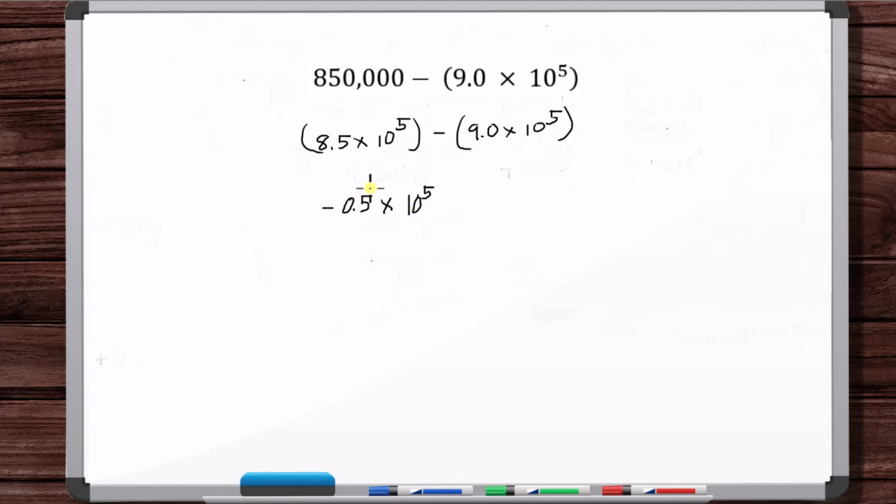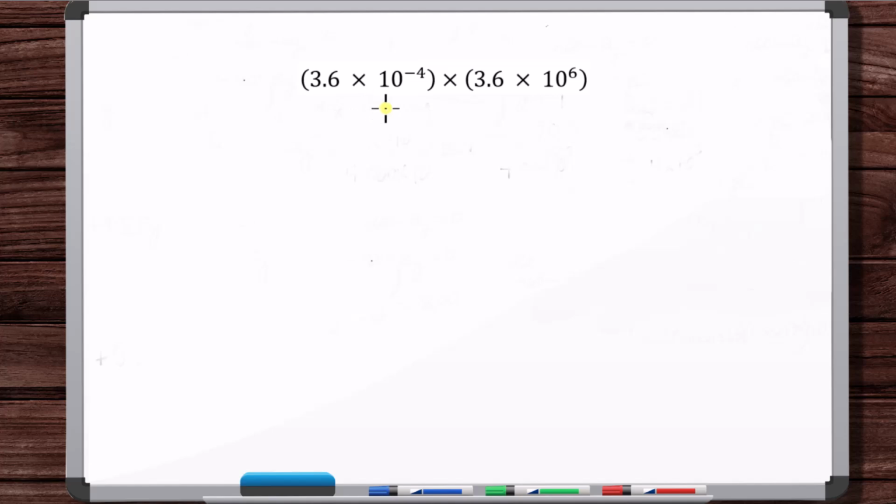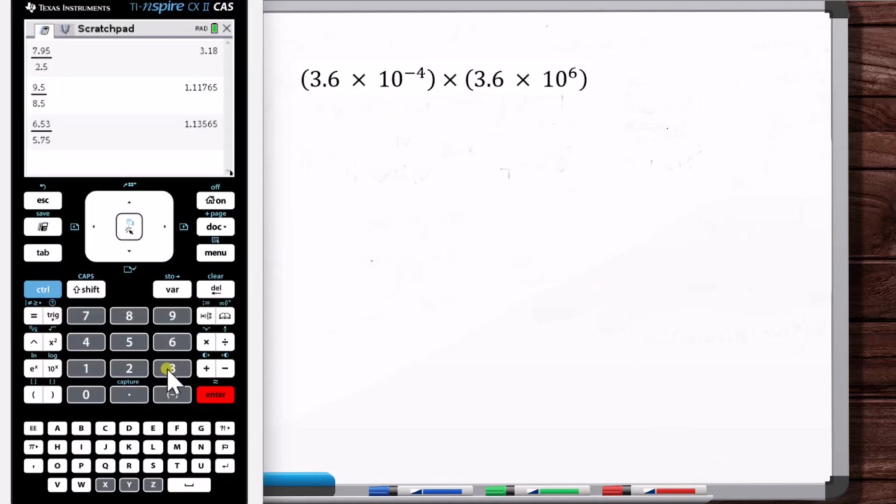All right, the absolute value of this is not between 1 and 10, so we need to write this as negative 5, and now times 10 to the 4th. All right, 3.6 times 3.6. 3.6 squared is 12.96, but we want to write this with two significant figures, so just put 13.